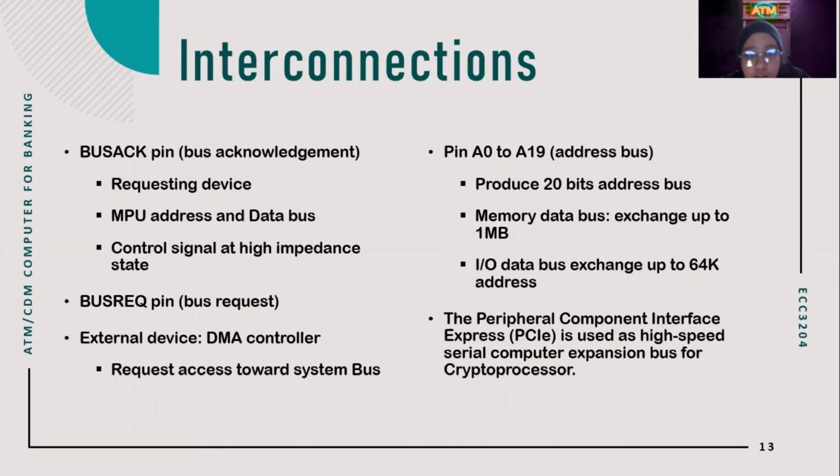As this request has higher priority. Next, the pins A0 to A19 are the address bus, which produces a 20-bit address bus. The address bus provides the address for memory data bus exchange up to 1 MB and IO bus exchange up to 64K. The Peripheral Component Interconnect Express, PCIe, is used as a high-speed serial computer expansion bus for the crypto processor.